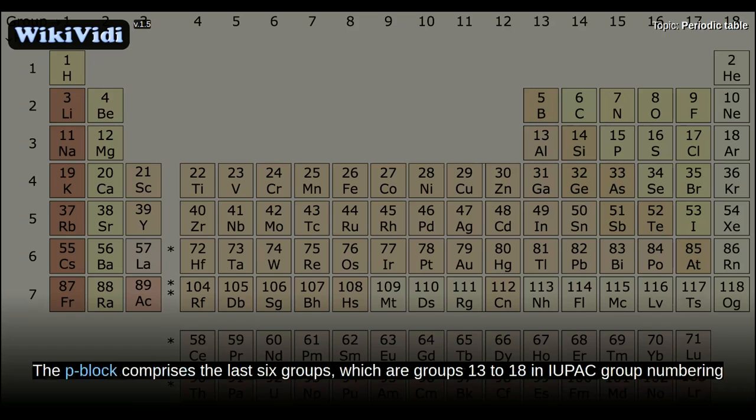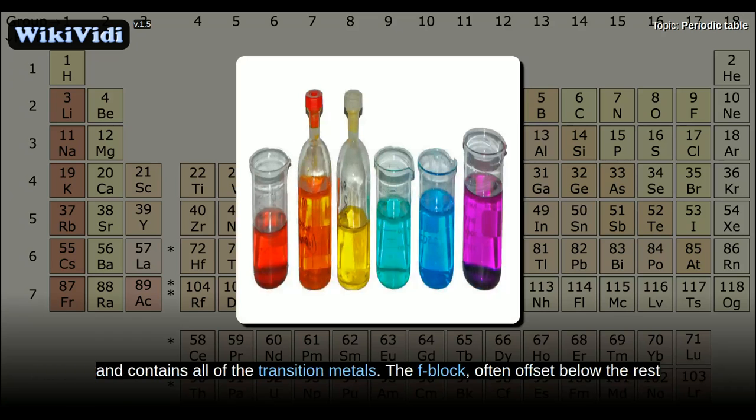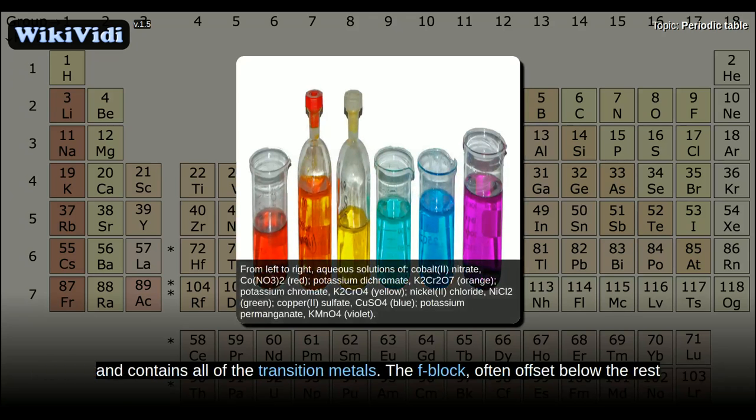The P block comprises the last six groups, which are groups 13 to 18 in IUPAC group numbering, and contains, among other elements, all of the metalloids. The D block comprises groups 3 to 12 and contains all of the transition metals. The F block, often offset below the rest of the periodic table, has no group numbers and comprises lanthanides and actinides.